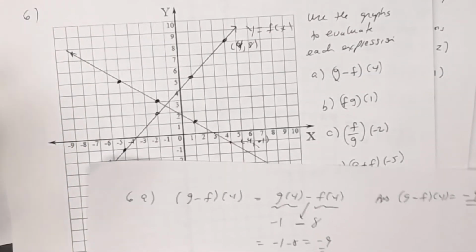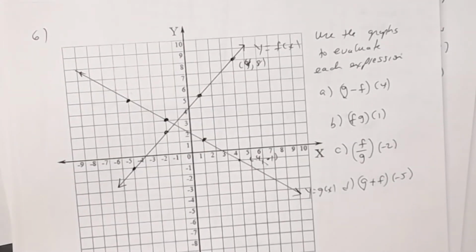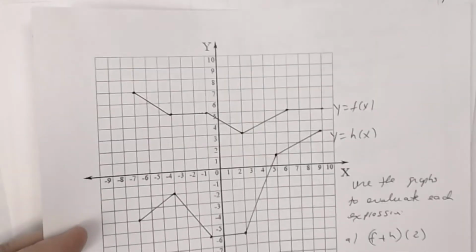All right, so that was number 6. Okay, let's look at number 7. So number 7, let's suppose we had this. So this is number 7.